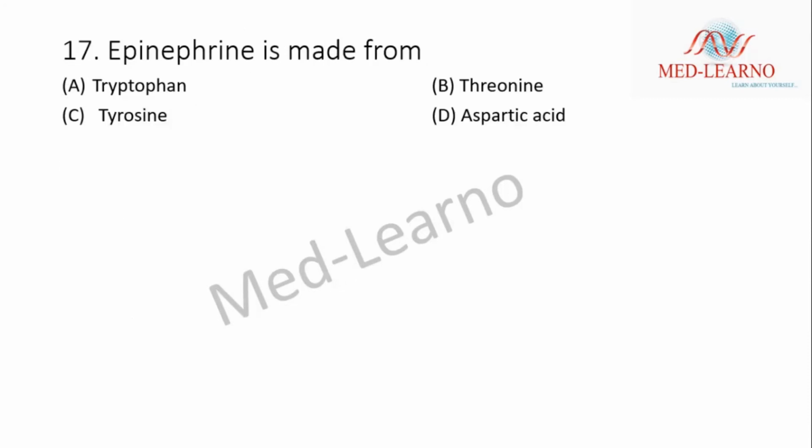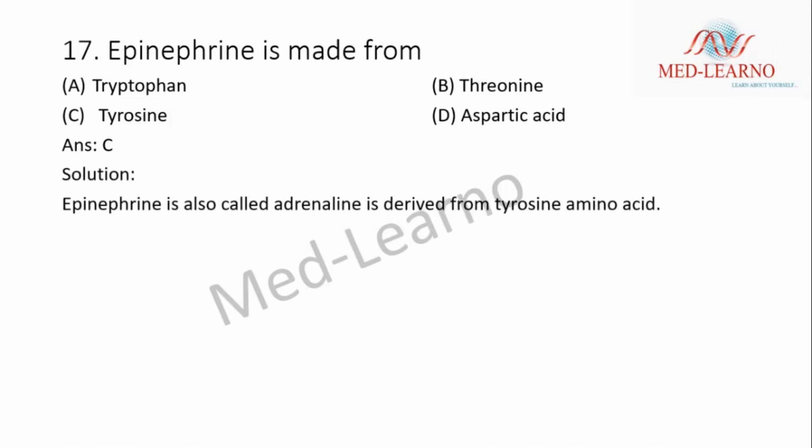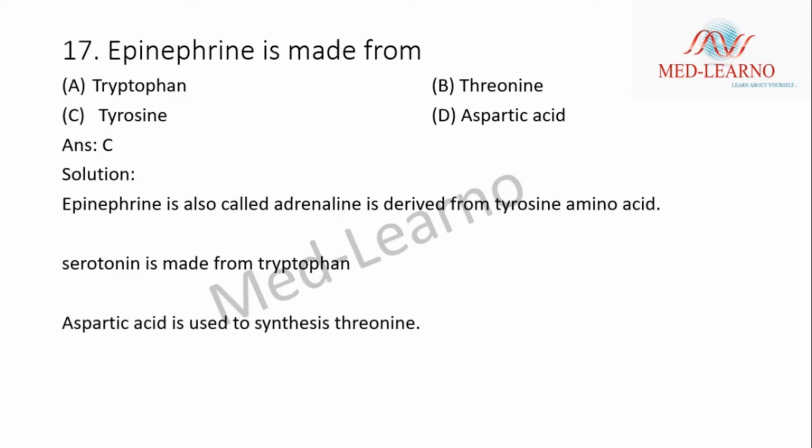Epinephrine is made from: tryptophan, threonine, tyrosine, aspartic acid. Answer is option C, tyrosine. Epinephrine is also called adrenaline and it is derived from the amino acid tyrosine. Serotonin is made from tryptophan. Aspartic acid is used to synthesize threonine.